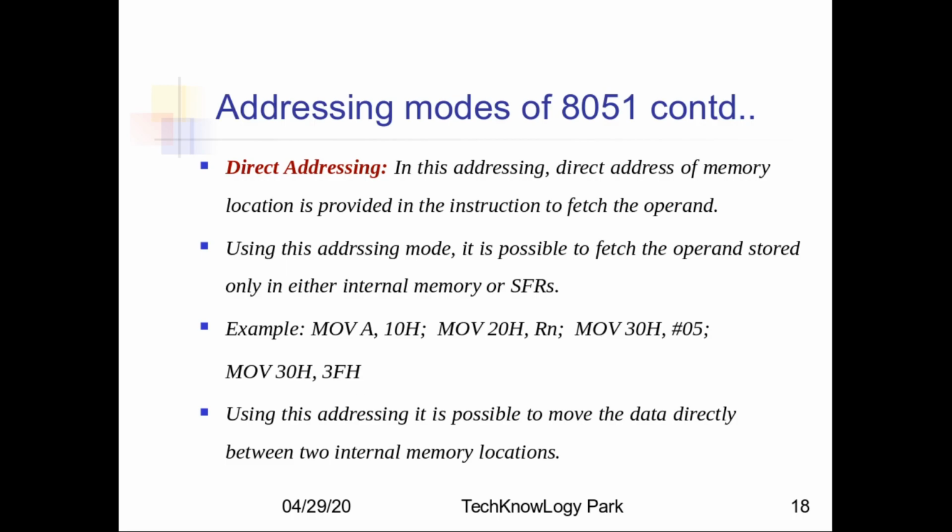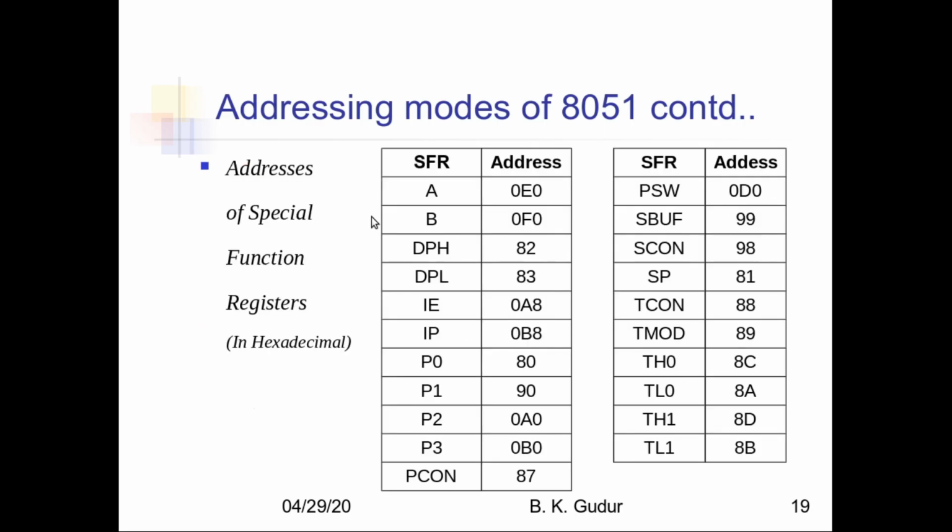SFR is like, for example, for the accumulator, instead of writing A here, we can write its address. The accumulator address is 0E0H. So we can write something like MOV 0E0H, R0 or R1. Or any other immediate data or even the content of some direct address. In direct addressing, we can use either internal memory or any SFRs. With this, we'll move on to the addresses of special function registers.